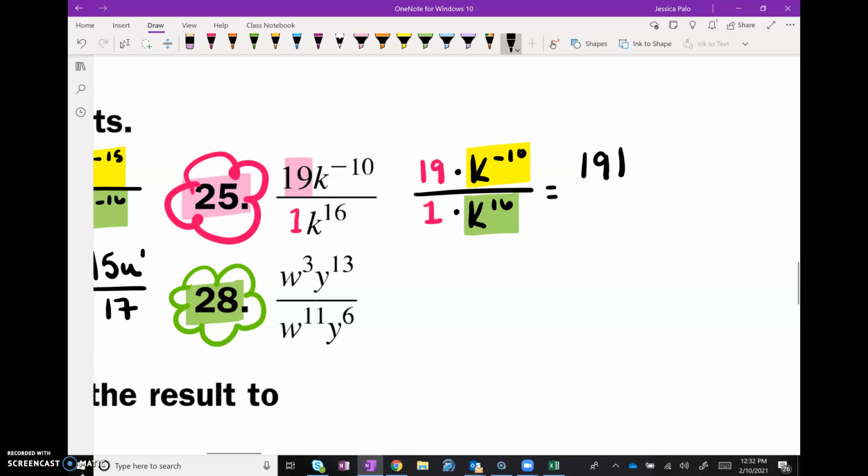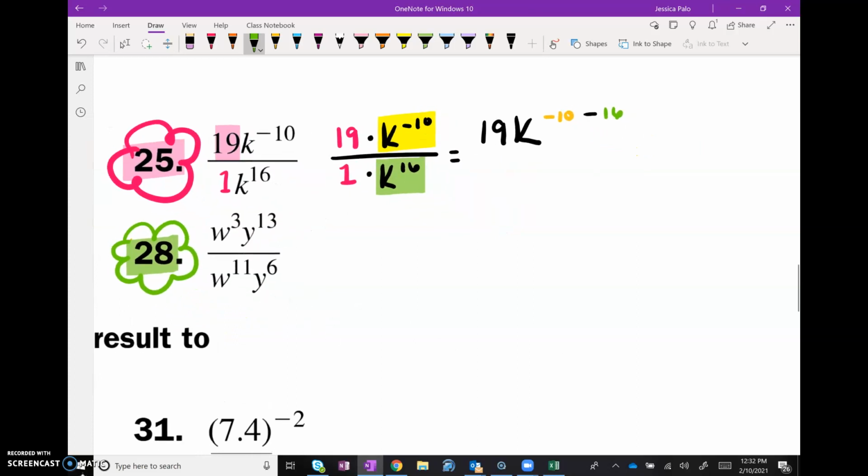19k to the negative 10 minus 16. Don't forget your integer rules. Negative 10 minus 16 is negative 26. So we have 19k to the negative 26th power. And we will be revisiting this one when we go over our negative exponent rules.